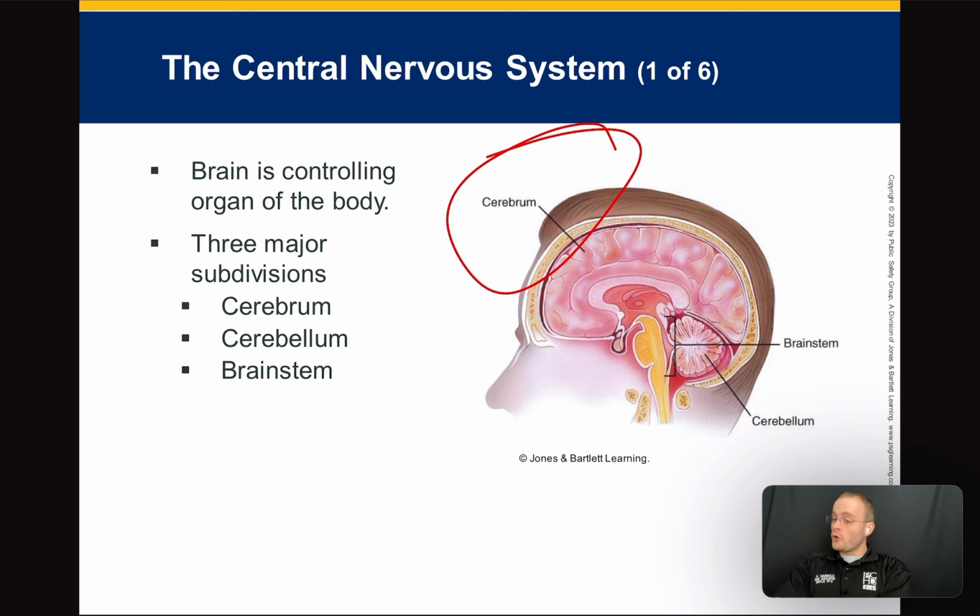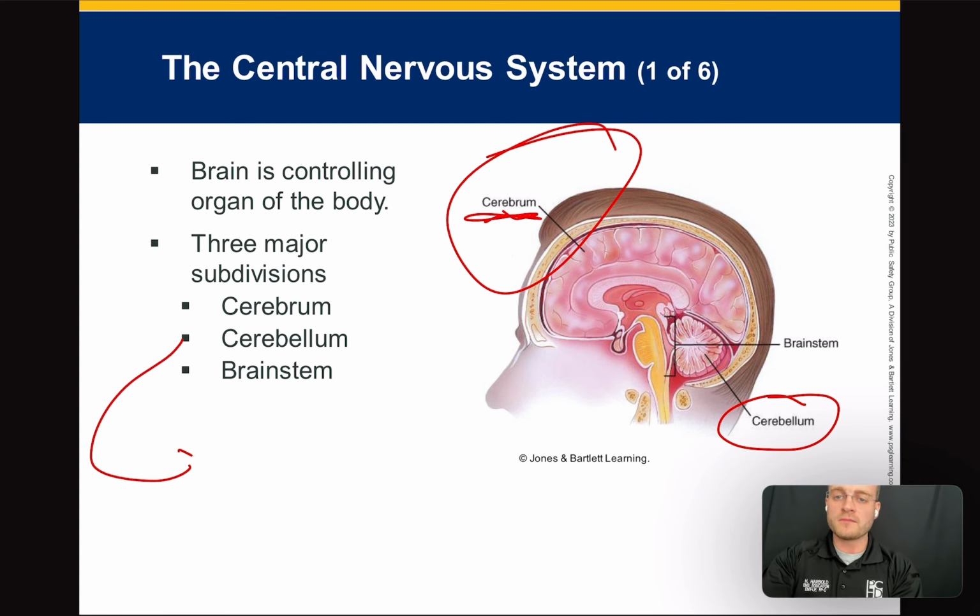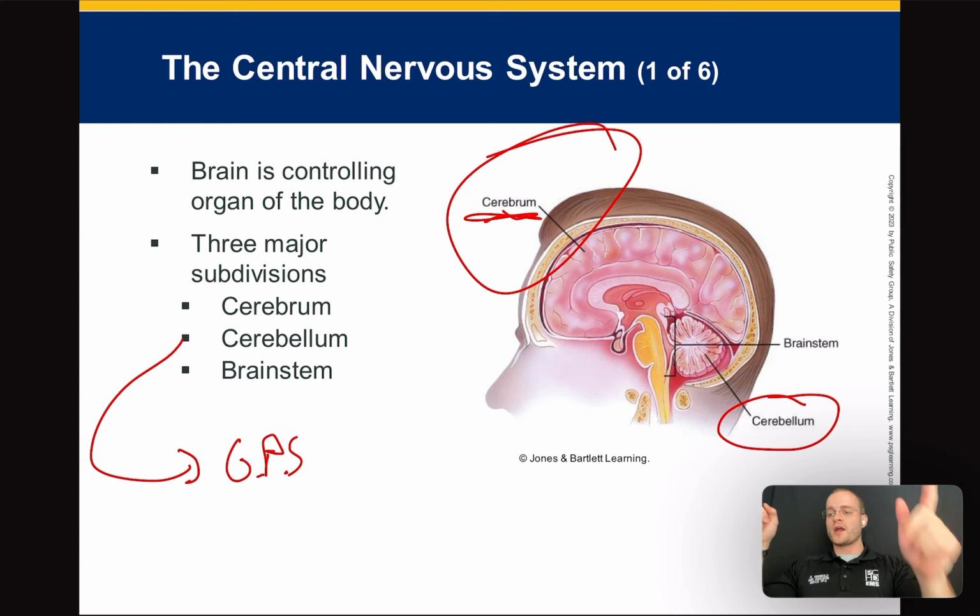Now, moving forward, the cerebellum is different than the cerebrum, and this is where students get messed up. The cerebellum down here is different than the cerebrum. They sound similar, they look similar on paper, but they're not. When I say cerebellum, I want you to think this is the GPS of the brain, okay? So the cerebellum tells your body where it is in relation to itself. And I'll give you an example.